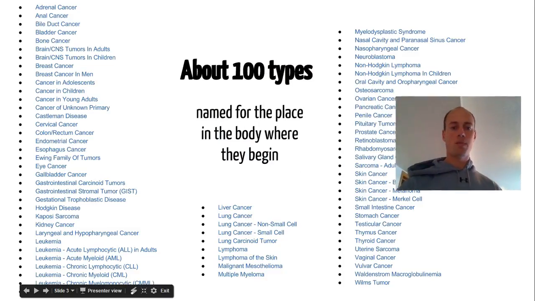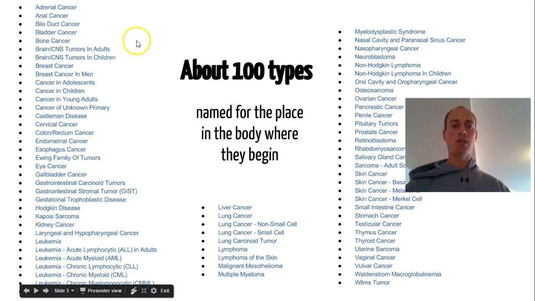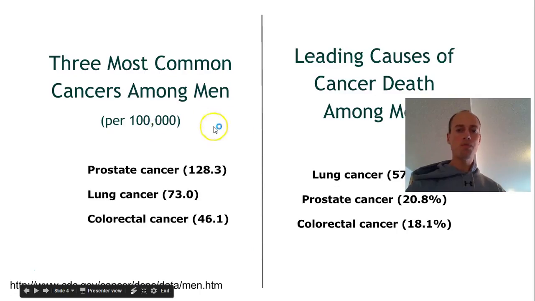This page has about 100 types of cancer listed here, and this is from cancer.org. Each one, for the most part, is named for the place in the body where they begin. So there, as you can see, there are a lot of different types of cancer, some more popular than others, some you will hear about more than others, but there are little differences within each one, and a lot of the differences are dependent on where they're coming from, and that's what they're named for.